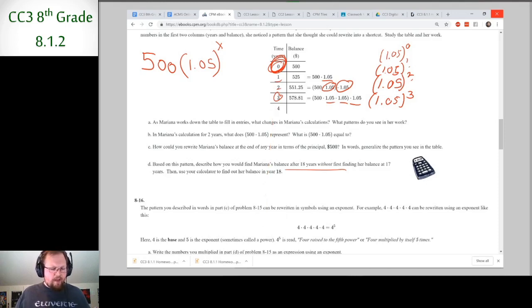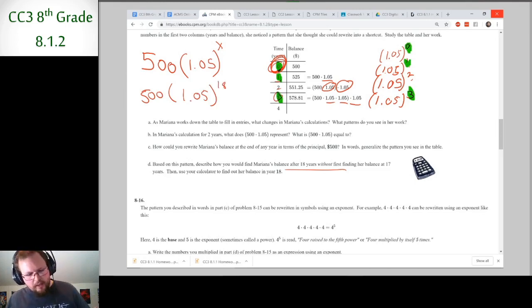So you use the fact that it's 18 years and that each time we wrote years on this problem, okay, 3 years, 3 exponent, 1 year, 1 exponent. We'll deal with 0 years, 0 exponent later. That's a weird case that we'll talk about. If I want to know 18 years from now, take 500, 1.05 to the 18th power.